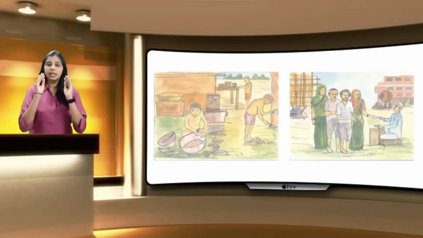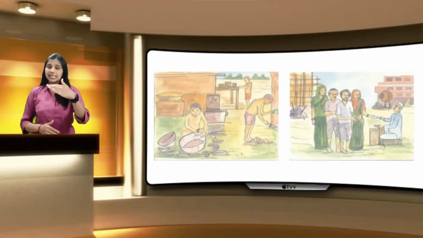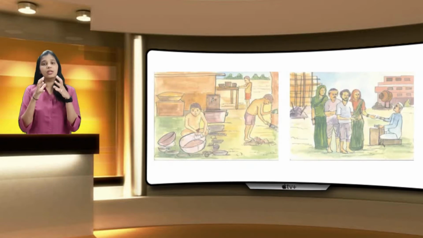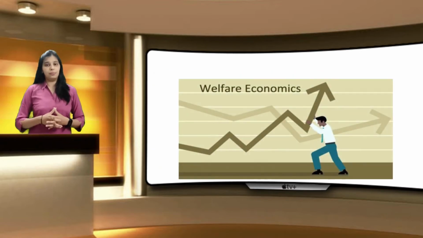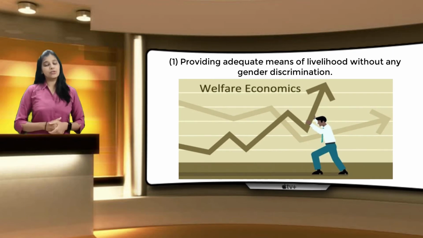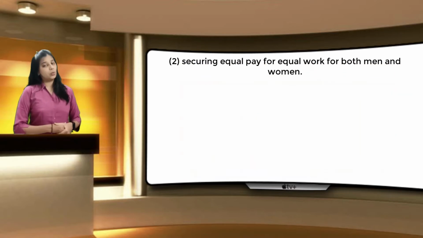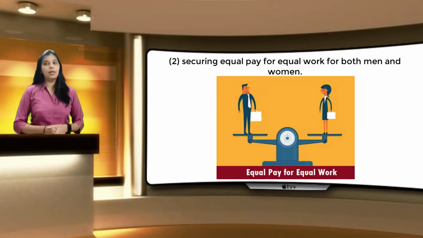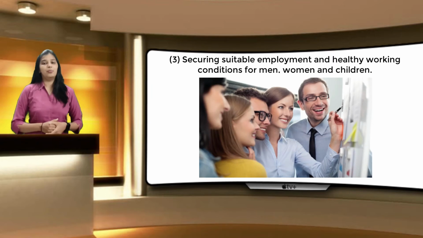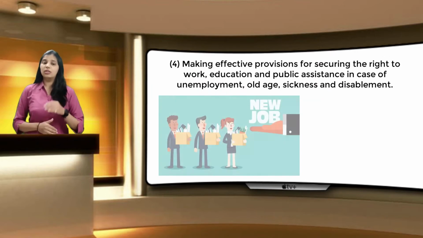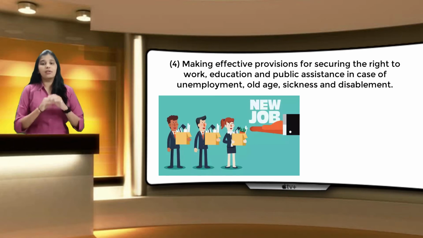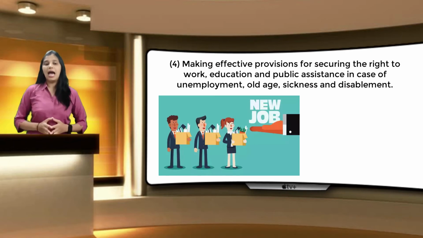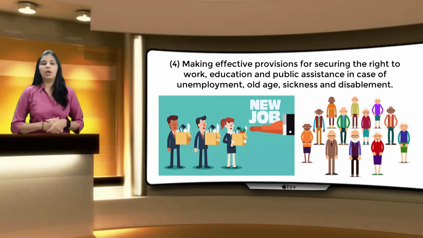Under this heading, the DPSP guidelines state that each state shall endeavor to achieve the social and economic welfare of the people by providing adequate means of livelihood without any gender discrimination. Secondly, securing equal pay for equal work for both men and women. Third is securing suitable employment and healthy working conditions for men, women and children. And fourth, making effective provisions for securing the right to work, education and public assistance in cases of unemployment, old age, sickness and disablement.